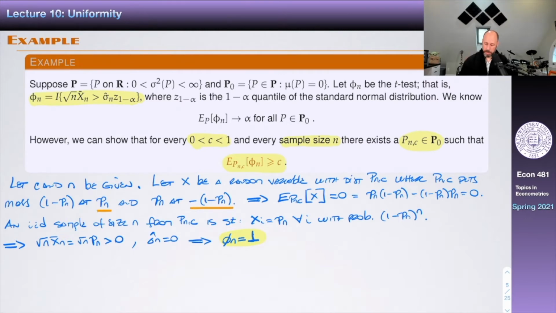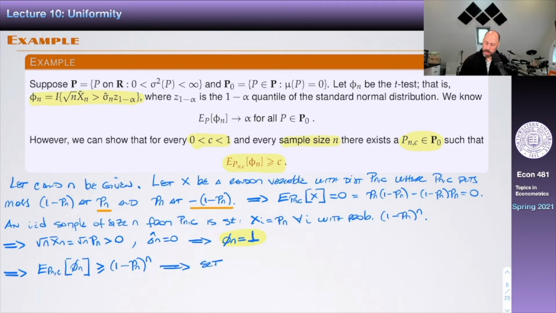So the expected value in this distribution P_n,c of rejecting, well, when do you reject under this distribution? Well, you reject in this case and perhaps in some other cases, right? So the probability that you reject is greater than or equal to the probability that this happens. The probability you reject under this distribution is at least (1 minus p_n) to the power n, because with that probability you reject for sure. And then you may reject in some other cases, which I don't even need to characterize.